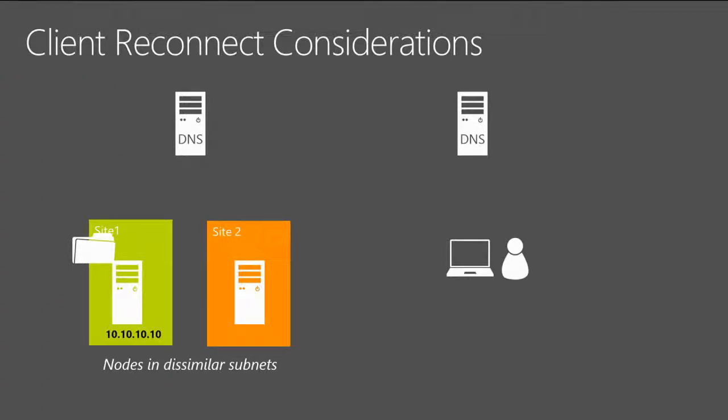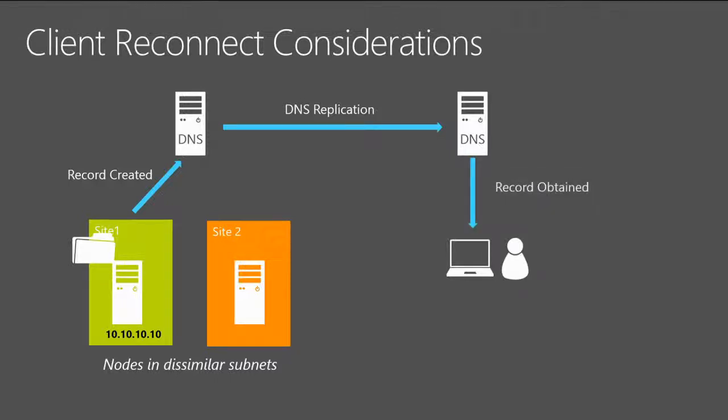So let's talk about how this works. Here I've got a file share sitting on node 1 in a 10.10 address. A DNS record is created when the network name resource comes online. It will create it in the DNS server. Those DNS servers are going to have to replicate and push that record around, and if they're cross sites, it's going to take longer. Maybe it can take 10 minutes, let's say. Then the client is going to have to obtain the current DNS record.